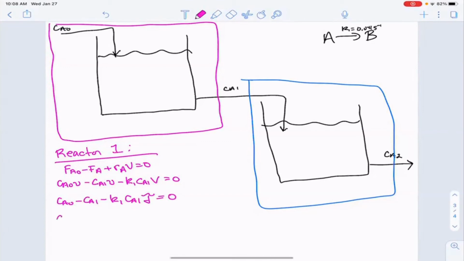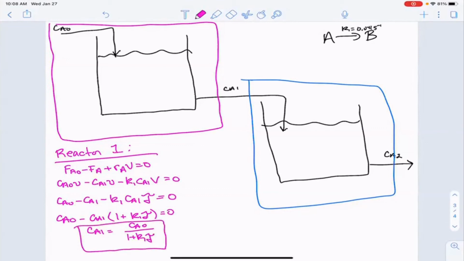And if we just group terms, CA0 minus CA1 times 1 plus K1 times tau is equal to 0. And so we get that CA1 equals CA0 over 1 plus K1 times tau. So that's the concentration of A between reactor 1 and reactor 2.